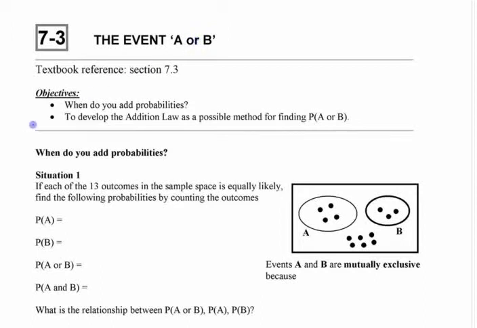This tutorial deals with, obviously, as the title implies, events that are related with the word or. Last time in 7.2 we looked at the three different ways events are related: events related by the word not, or, and then afterwards events related with the word and. So this is this one.